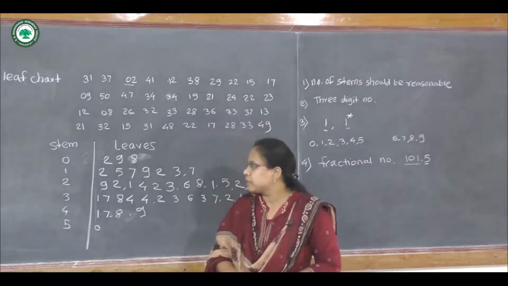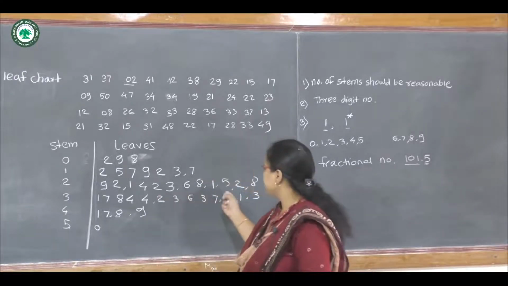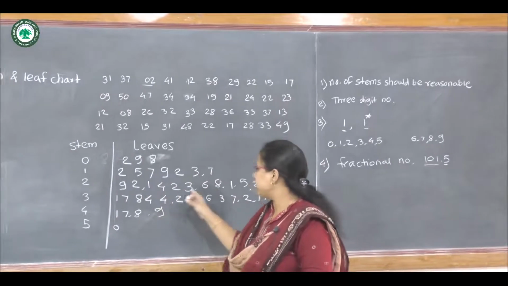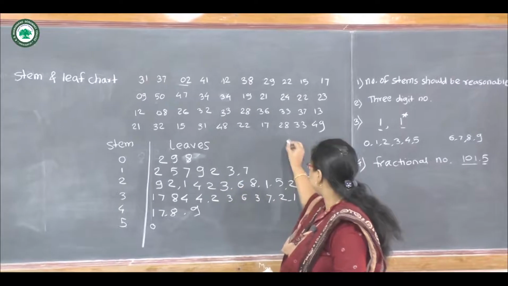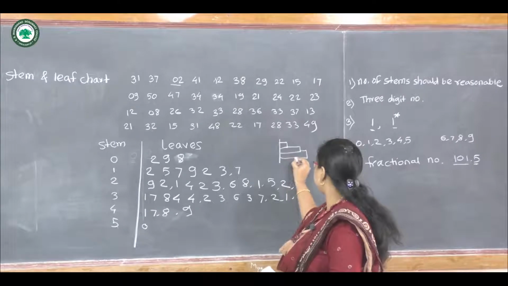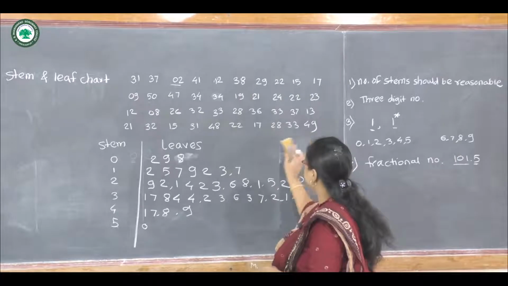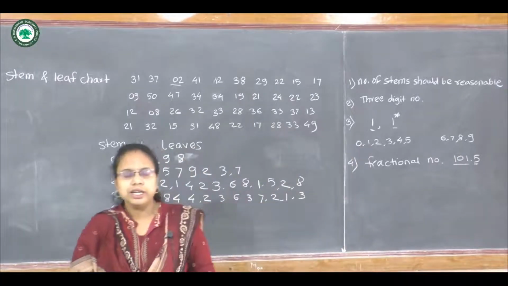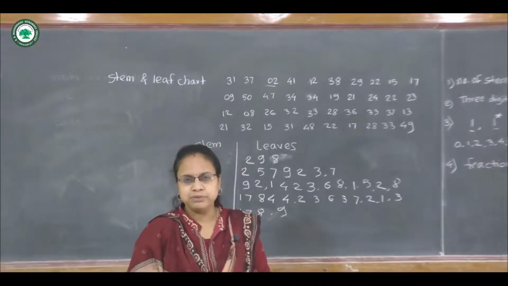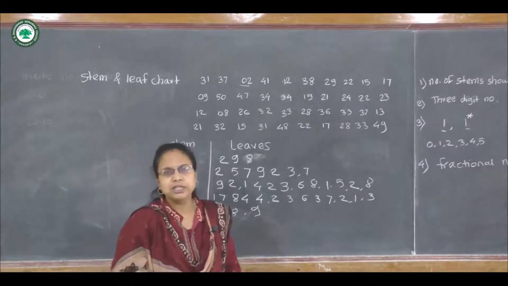So we can compare this chart with a histogram. If we look at it vertically, this is a stem and leaf chart, and horizontally we can see that it looks like a histogram. So this is the comparison with the histogram, and here we can represent each and every number in the stem and leaf chart. So this is the advantage of this chart over drawing the histogram.